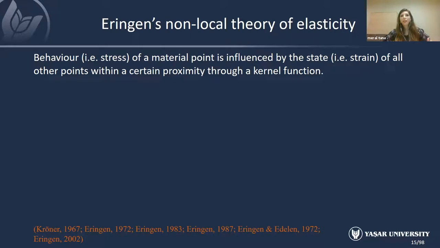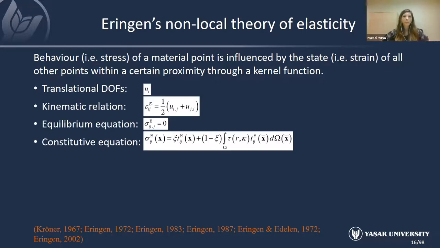Now I will try to briefly explain Eringen's non-local theory of elasticity. This is an explicit type non-local model. In Eringen's theory, the state of stress at a point is linked to the state of strain of all points in the domain, which means that this theory accounts for long-range interactions. And that is why it is particularly suitable to describe the behavior of structures that are characterized by these long-range interactions. For instance, atomic chains, atomic arrays, carbon nanotubes, graphene sheets, and so on. So these are the degrees of freedom, main relations, and main equations.